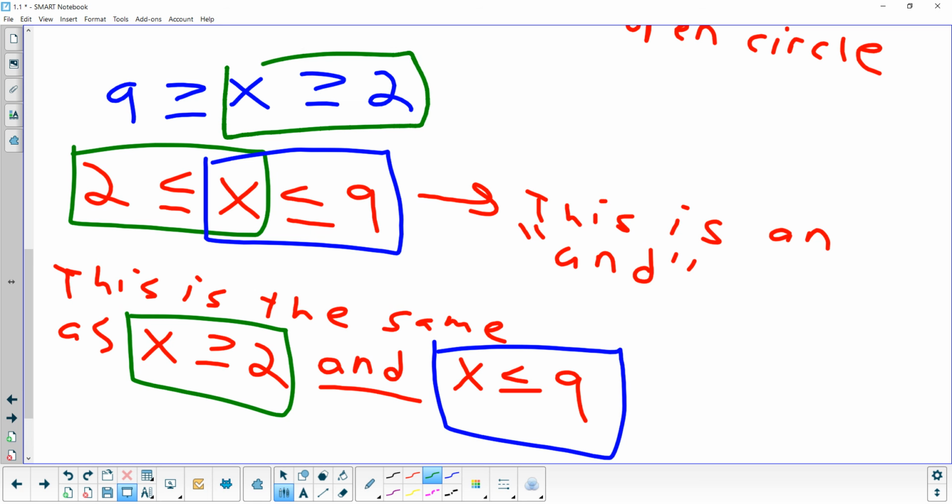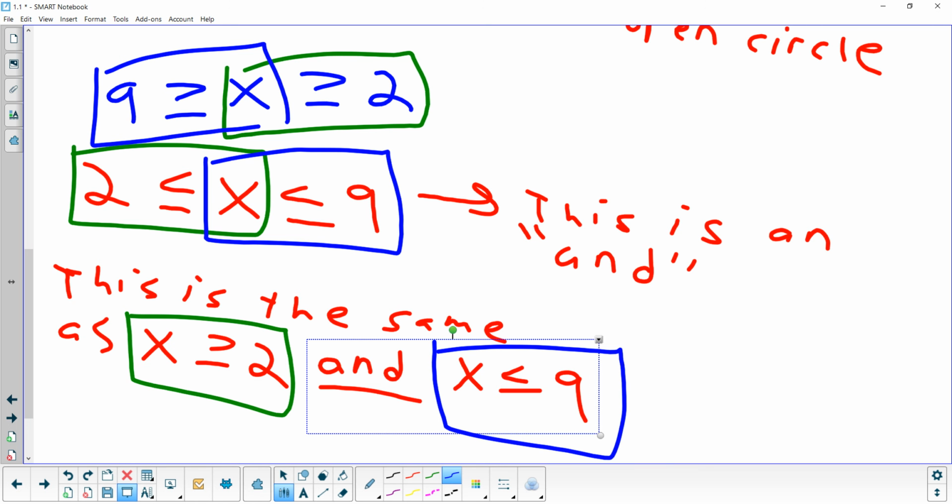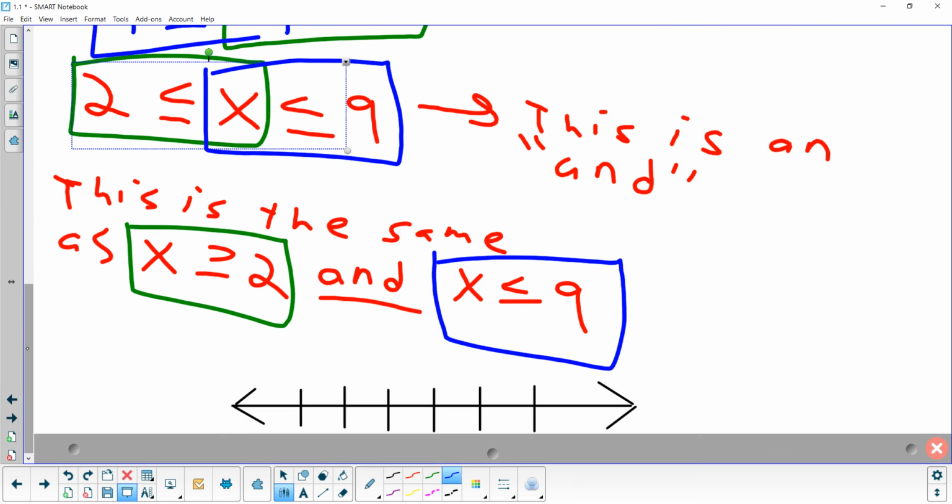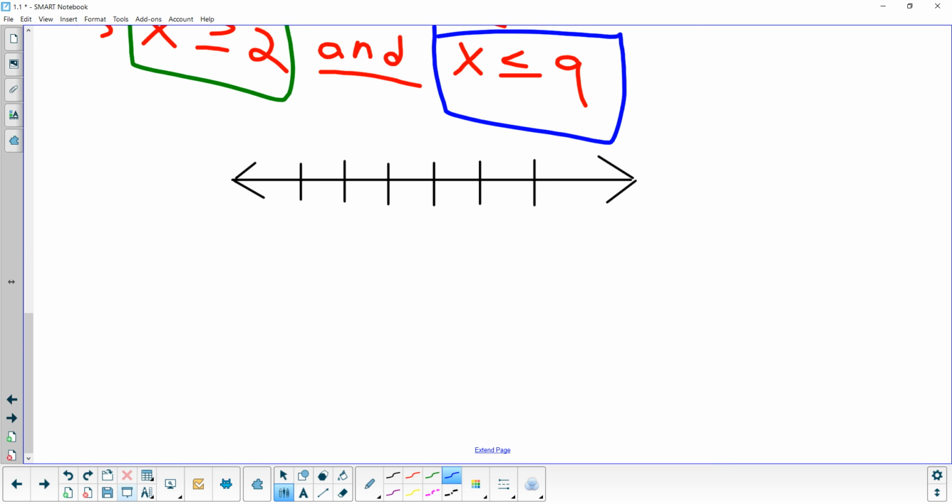Here is your x is greater than or equal to 2. That's the green box. And here is 9 is greater than or equal to x. Yeah, same thing. So there are a couple ways, if I asked you to take two statements and combine them together, you can do it. But I generally do it this way. Smaller number on the left, bigger number on the right. That's up to you. So let's graph that. This is going to look a little bit different. It's not an arrow pointing in one direction this time.